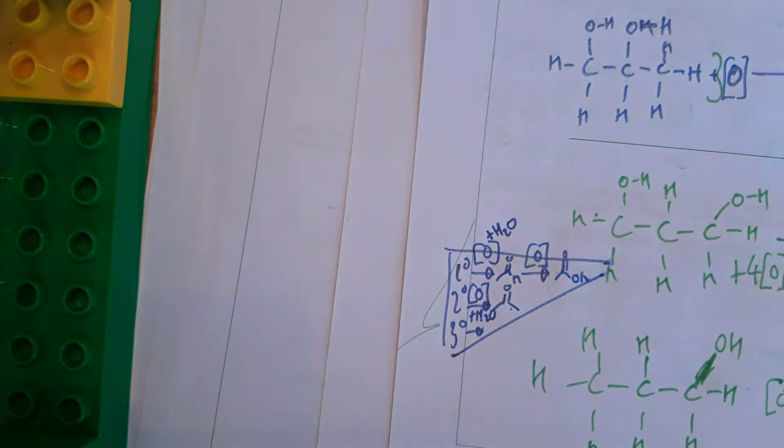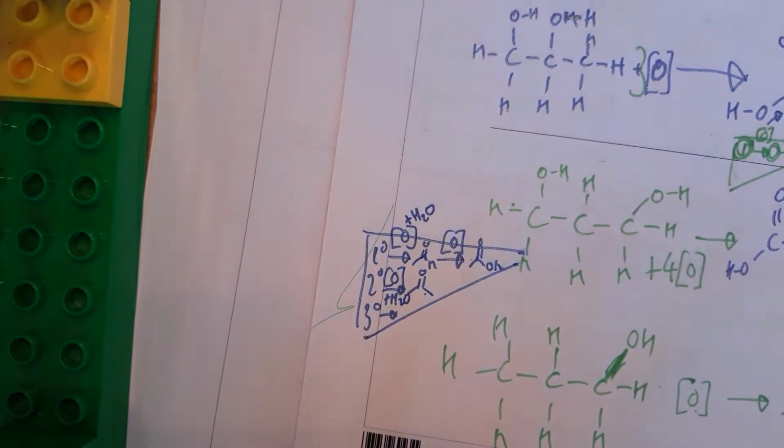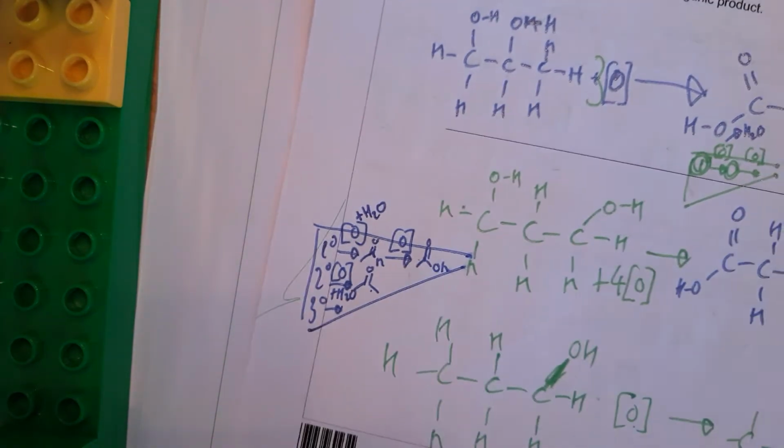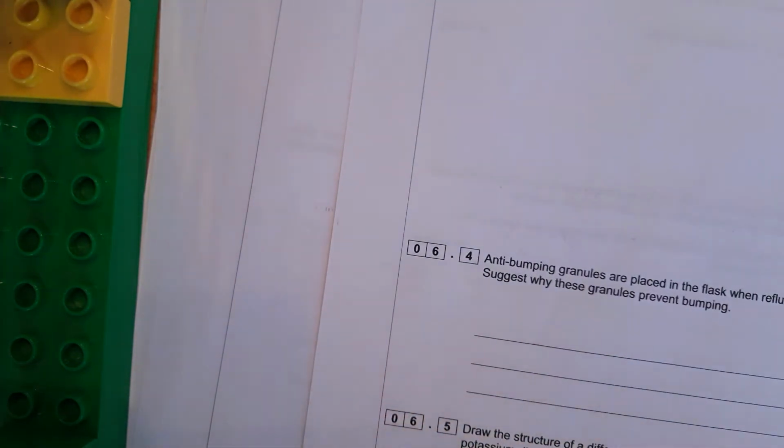I'll write a little note when I send you, or underneath this video, to explain that I'm going through question 6 in a lot more detail on oxidation of alcohols. Okie dokes. Right, draw a labelled diagram to show how you would set up the apparatus for refluxing.